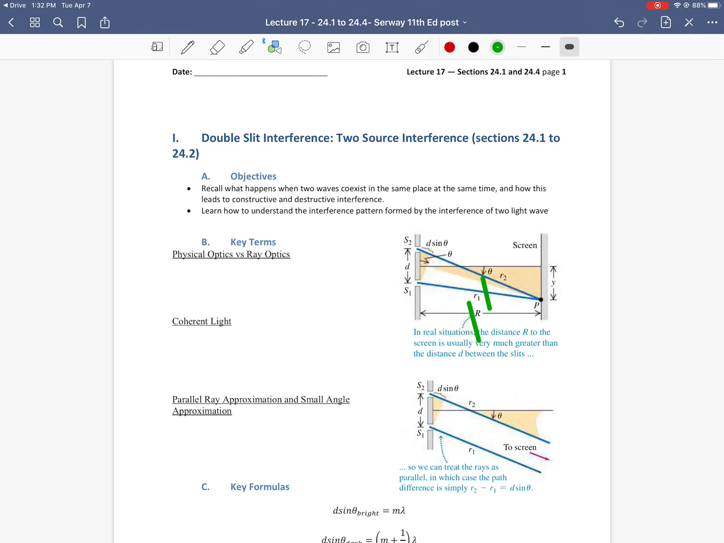This is going to be our chance to explore light through its wave-like properties, or its very much wave properties. This is lecture 17, and we're covering the textbook Survey, 11th edition.